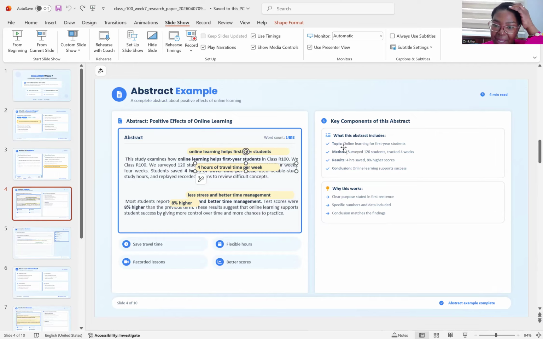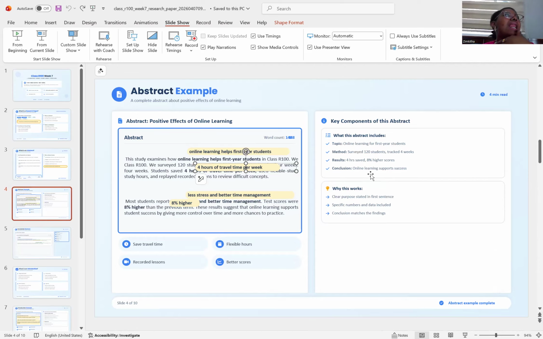It tells us the topic, online learning for first year students; the method, surveyed 120 students that were tracked for 4 weeks; the results, 4 hours saved, 8% higher scores; and the conclusion, online learning supports success. There you go. So that means in your abstract, you should have all the key parts.